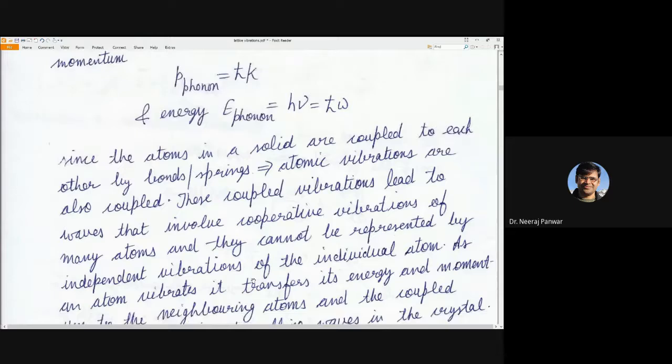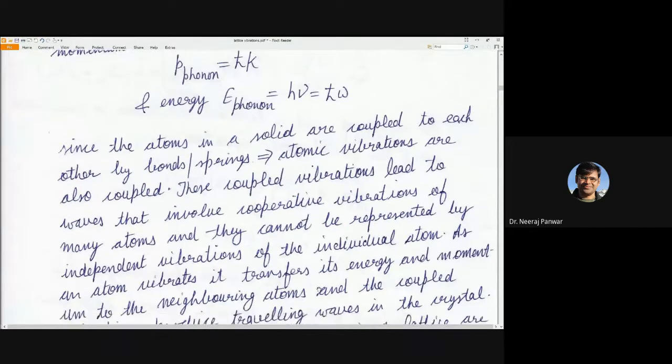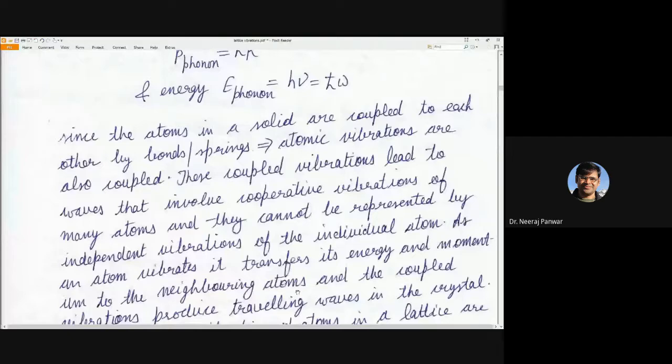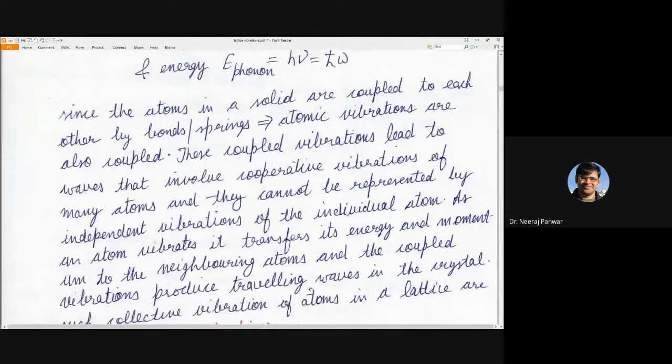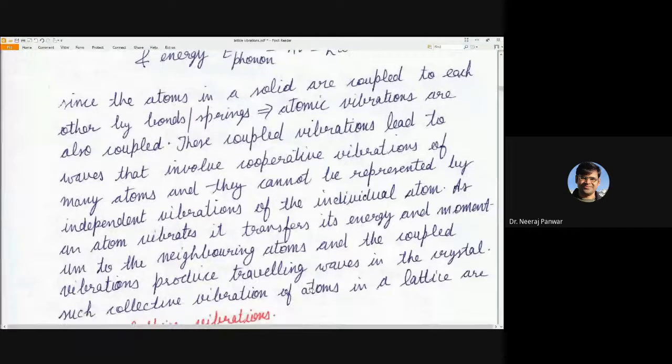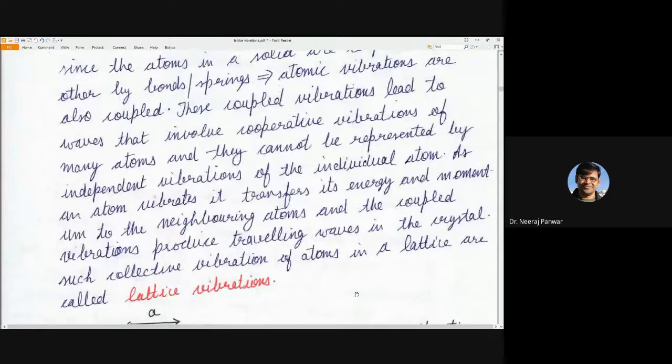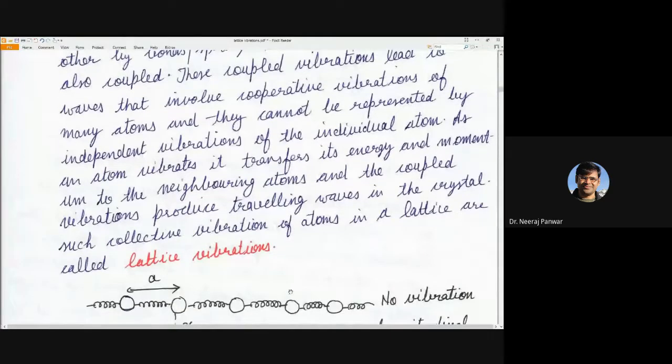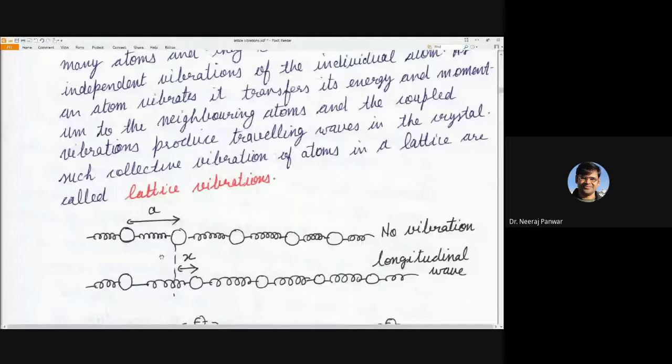Things would be clear to you when we proceed, if something is not clear. As an atom vibrates, it transfers its energy and momentum to the neighboring atoms, and the coupled vibrations produce traveling waves in the crystal. Such collective vibrations of atoms in a lattice are known as lattice vibrations. Lattice vibrations, or vibrations in a wave, can be of two types: the longitudinal vibrations or the transverse vibrations.